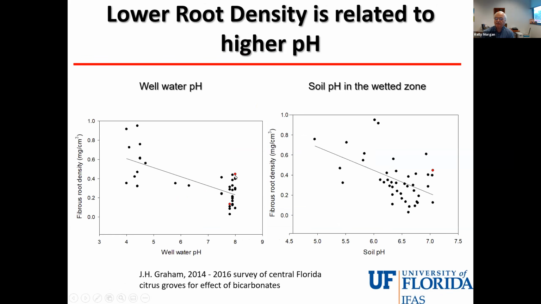This effect was highly visible on the fibrous roots, the roots responsible for nutrient uptake. We found much lower root mass at higher pH than we did at lower pH. And this was directly related to well water pH as well.